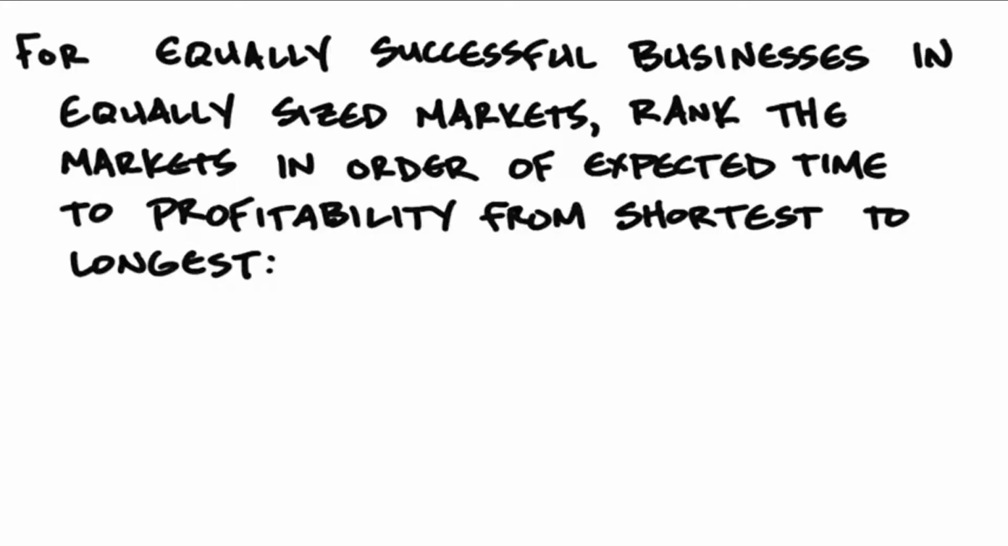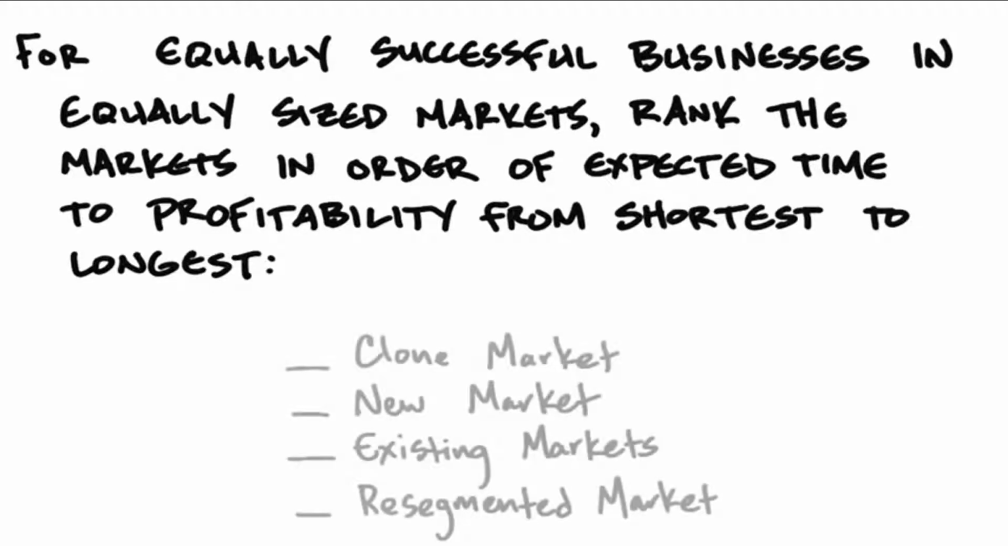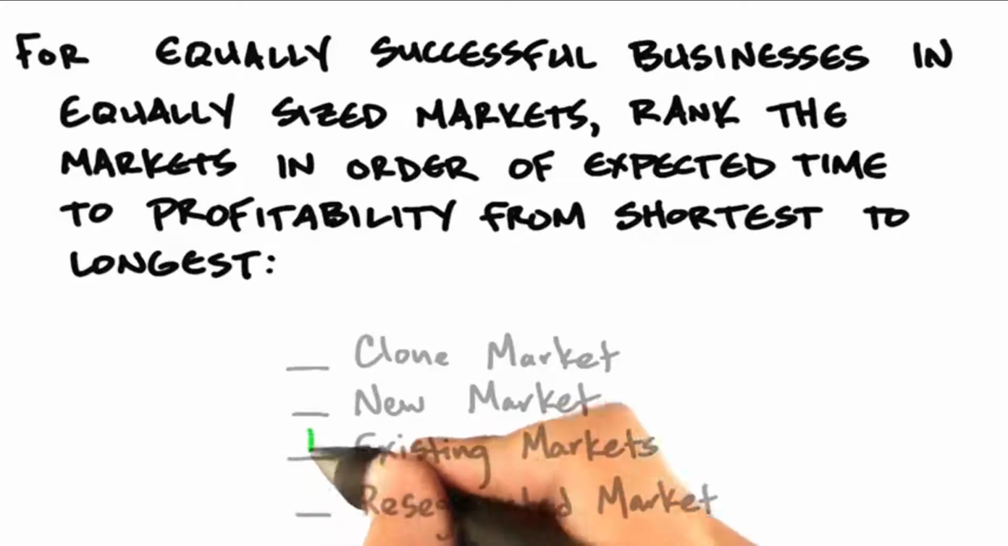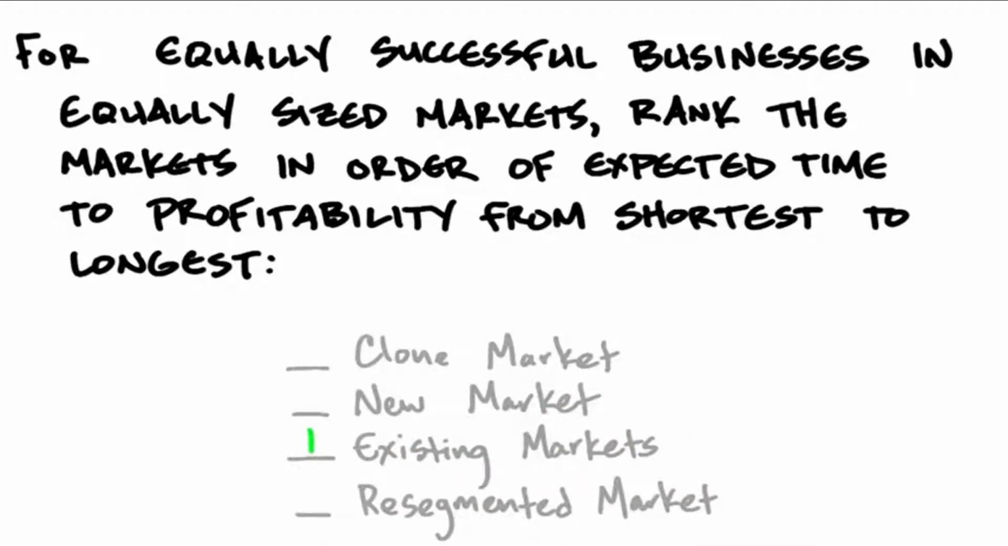So one of the interesting things about market type is that it really gives us a handle in trying to understand the expected time of profitability from shortest to longest. Take a look at the list below and rank the markets in order of expected time to profitability. So when we look at an existing market, it's clear that if you've matched those market needs, you could be achieving profitability the soonest.